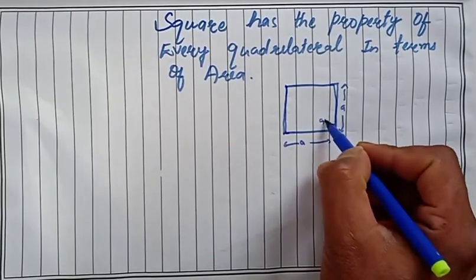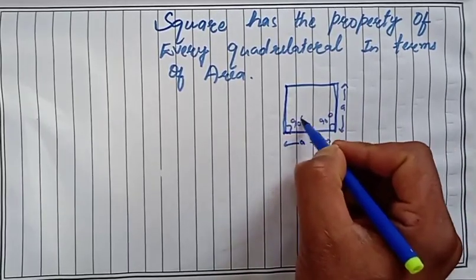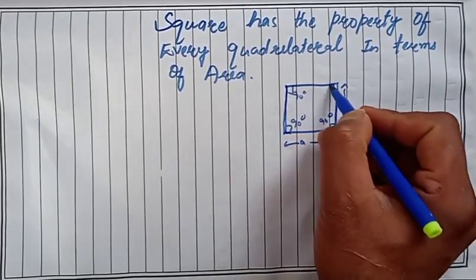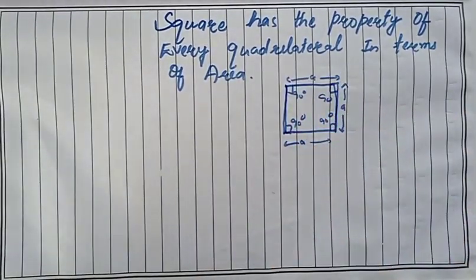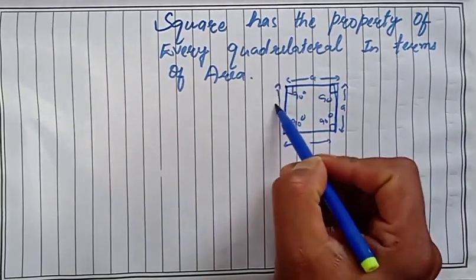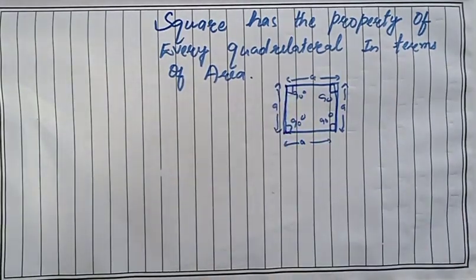Each angle of a square is 90 degrees. We know all about this. Dear friends, I will tell you an interesting fact about the square in this video. Watch the video up to the end to get the interesting fact about this square.